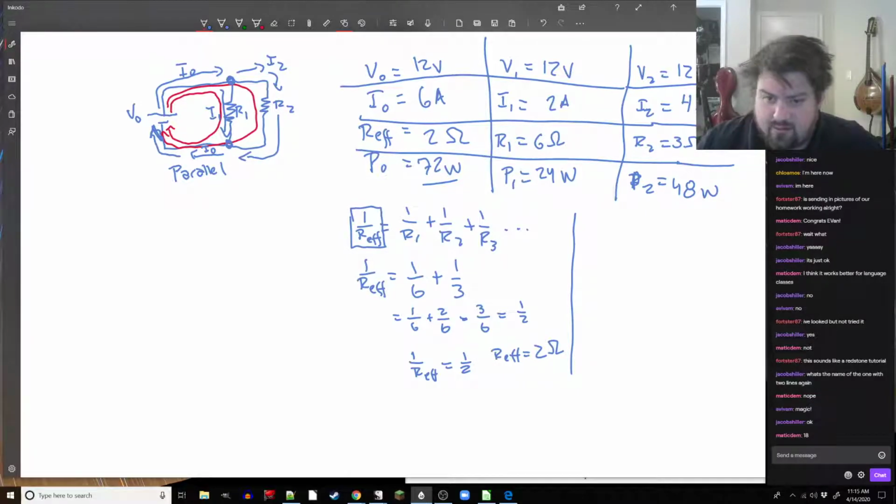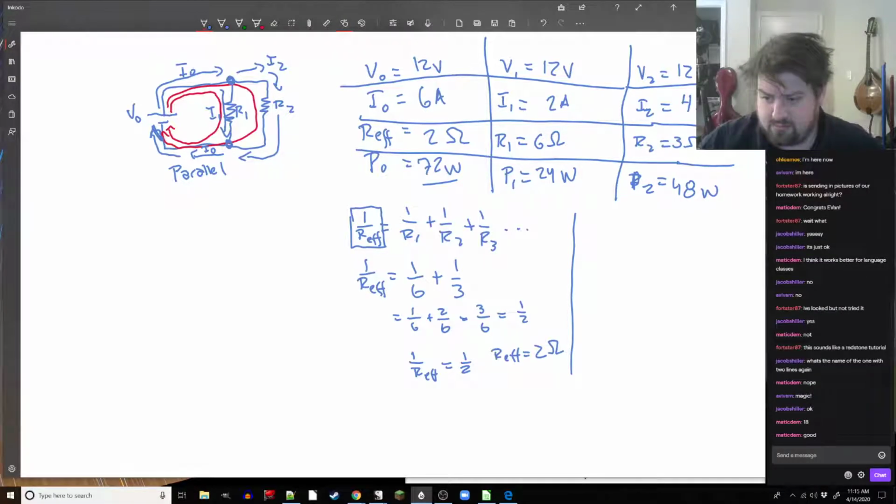How you feeling? We've gone through series circuit, parallel circuit. We're going to do some more practice problems a little bit later. But there's one more new thing I want to show you before practice problems.